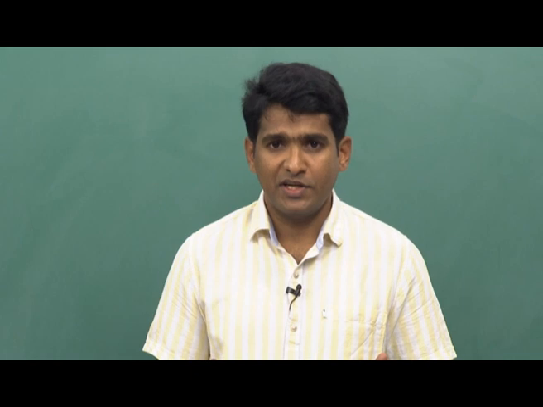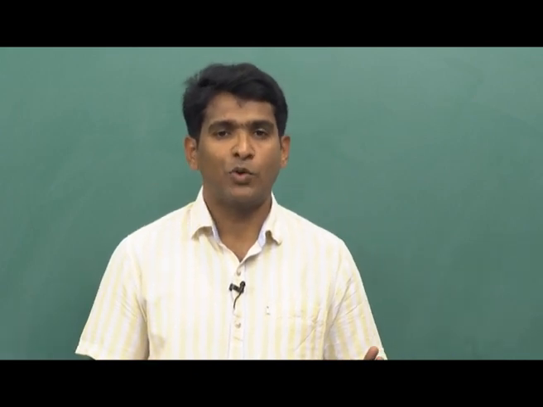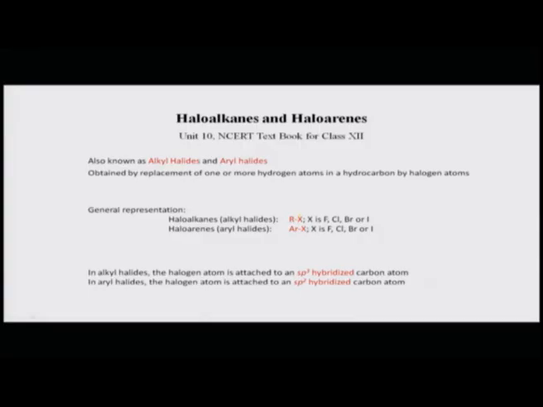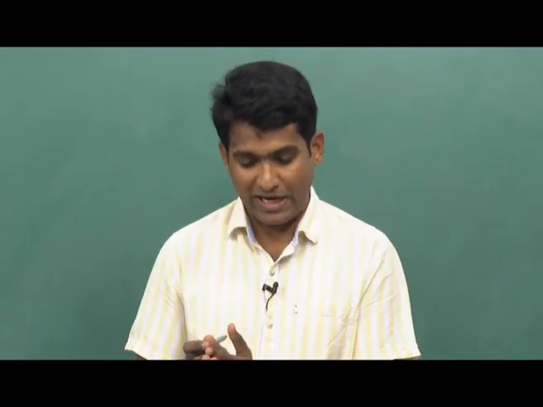Now, to begin with, I would like to say that a general representation of these molecules, that is, whenever you would like to show an alkyl halide, that is a haloalkane, by a simple representation, the term that we normally use is RX, where R stands for the alkyl group, as you already know, and X stands for the halogen atom that is attached to the alkyl group.